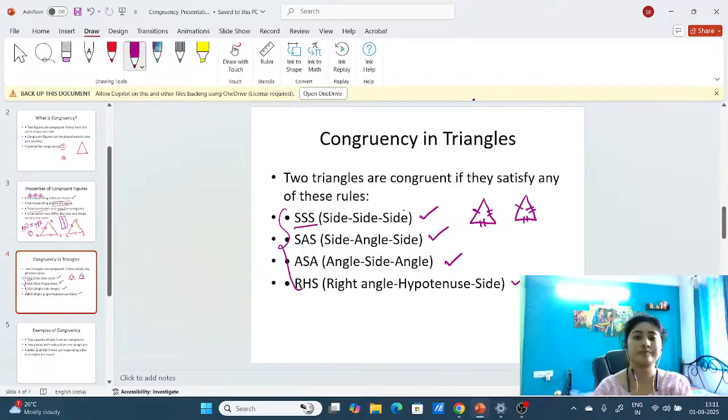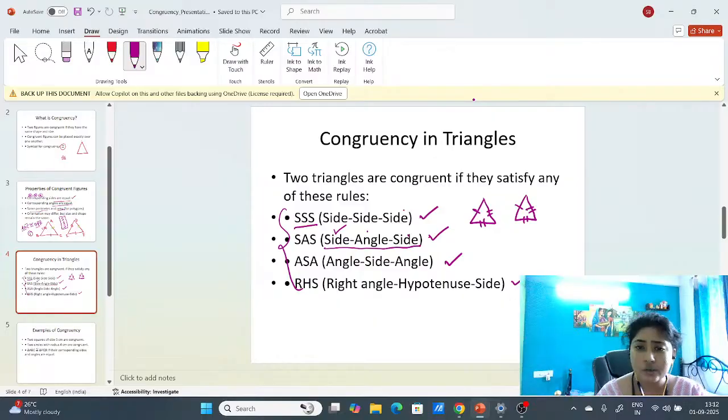Let us move to the next criteria. What is the next criteria? SAS means side angle side. Just observe this name very carefully. Side angle side. That means side, then one included angle. This angle is in between these two sides. So this angle is included angle.